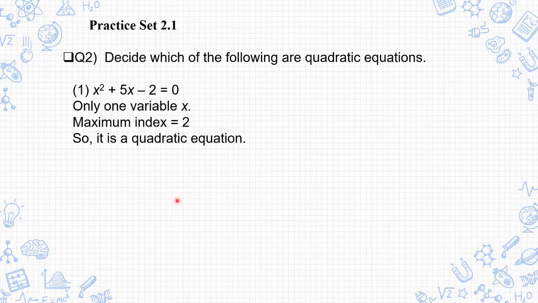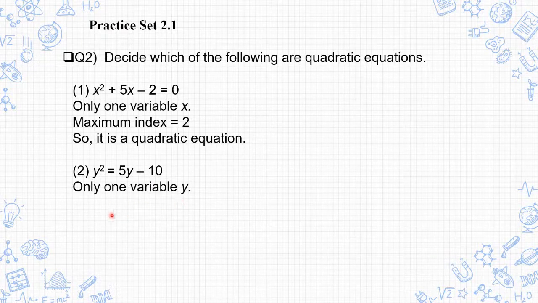Let us see the next one. The next sum: y squared is equal to 5y minus 10. In this, if you notice, there is only one variable y, and the maximum index of this variable y is 2. So I can say it is a quadratic equation.